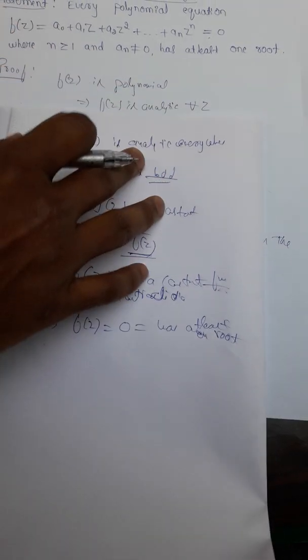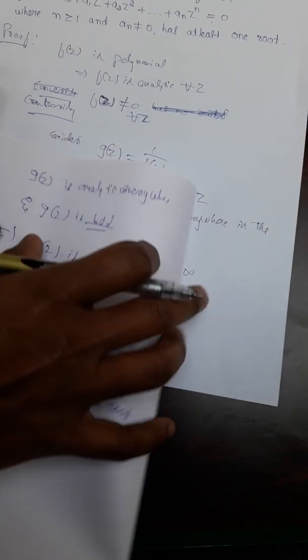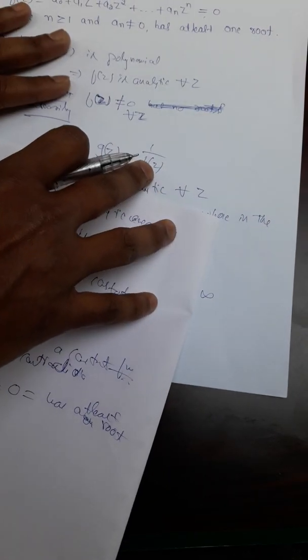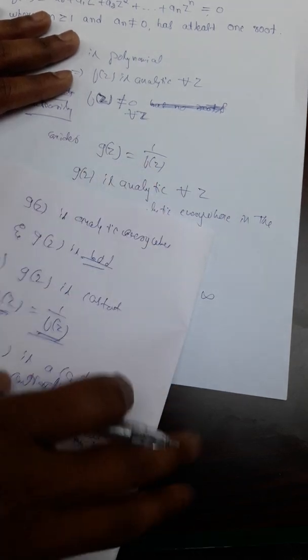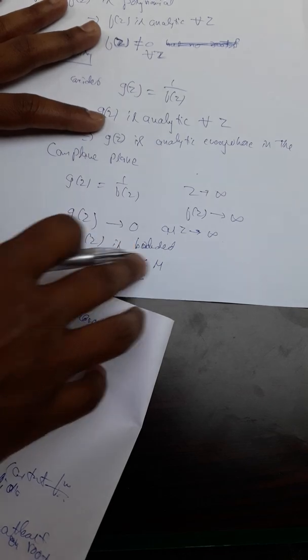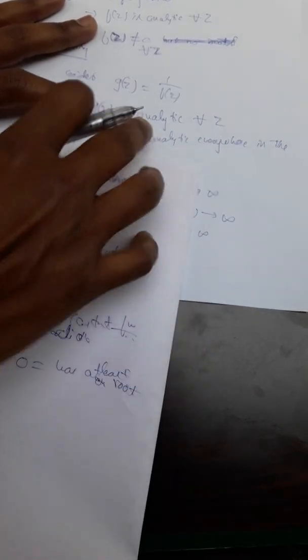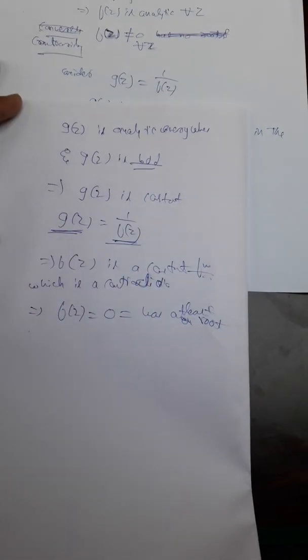f(z) is a polynomial, hence it is analytic everywhere in the complex plane. So let us consider another function g(z), which is equal to 1 by f(z). Since f(z) is not equal to 0, g(z) is also analytic. And as z tends to infinity, g(z) tends to 0, which means g(z) is bounded. So g(z) is analytic and g(z) is bounded. By Liouville's theorem, any function which is analytic everywhere in the complex plane and bounded in the complex plane is constant.